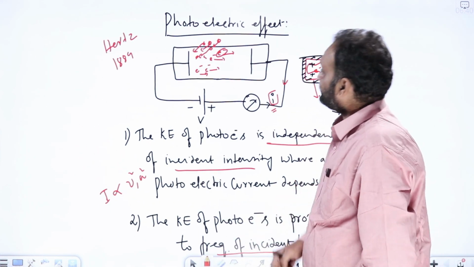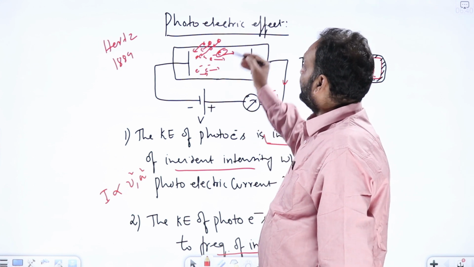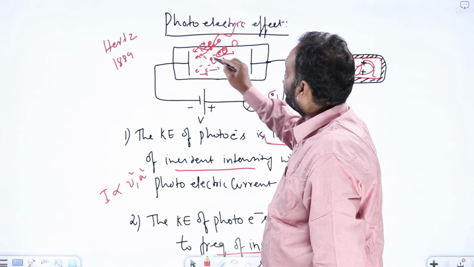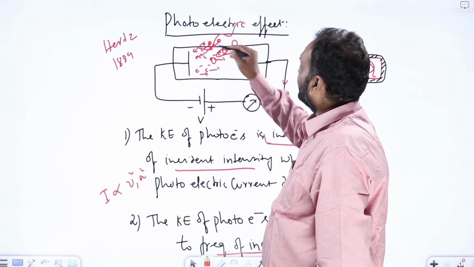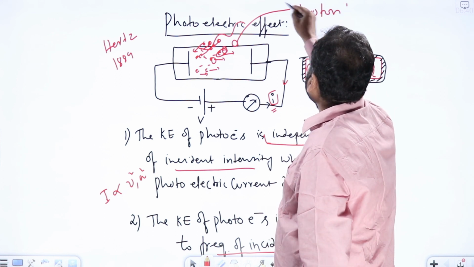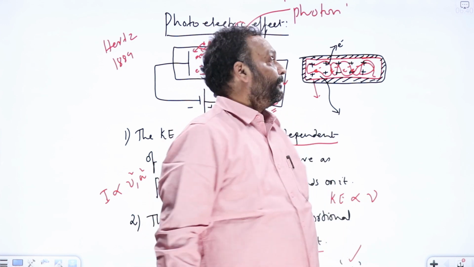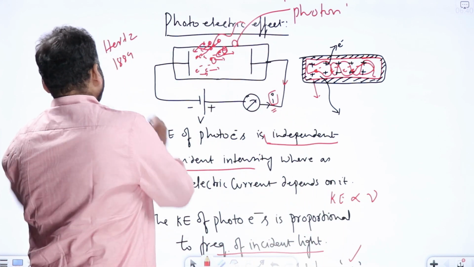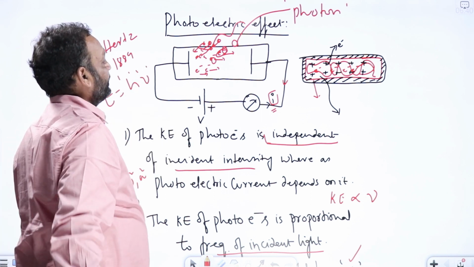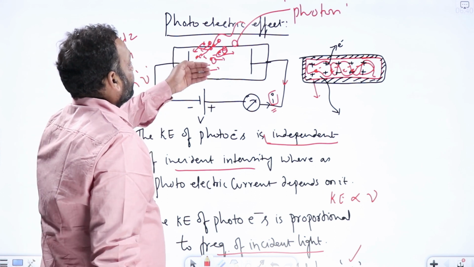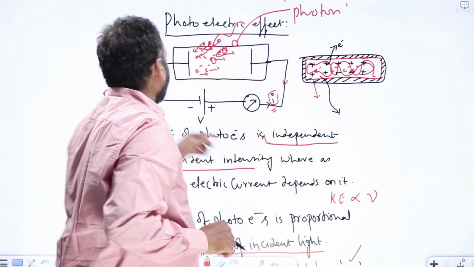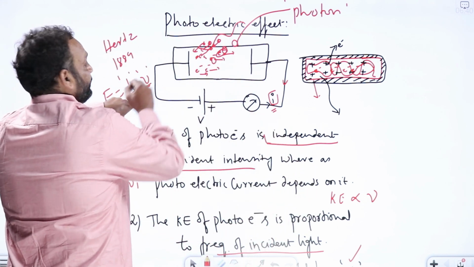This is a photosensitive metal plate. Light is not in the form of waves but in the form of tiny packets of energy. Later on these packets were given the name photon. A photon is a quantum of light. Each photon's energy E is equal to h nu. h is called Planck's constant, nu is the frequency of light. According to quantum theory, more intensity means a larger number of photons will come. The energy of each photon depends only on frequency, that's all.